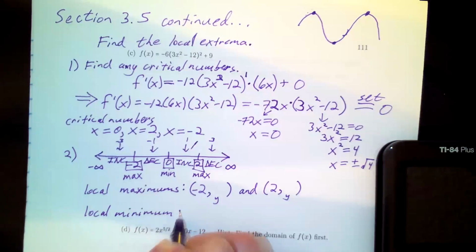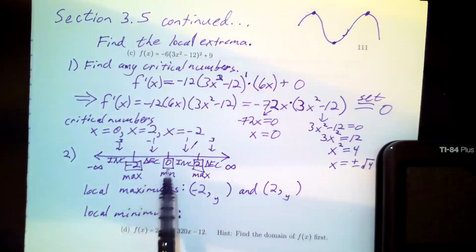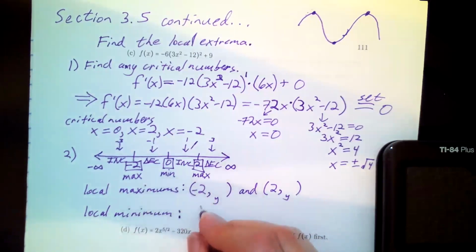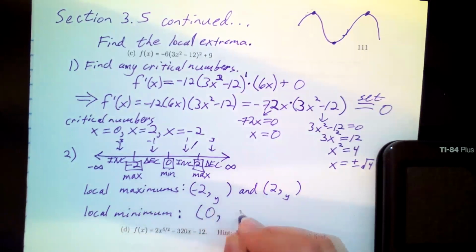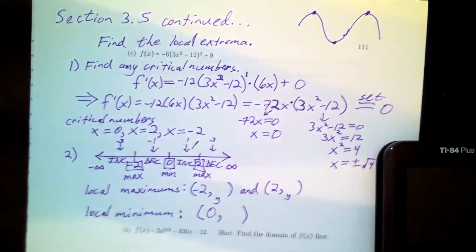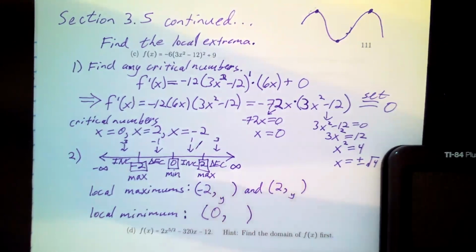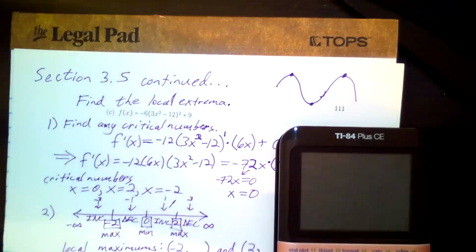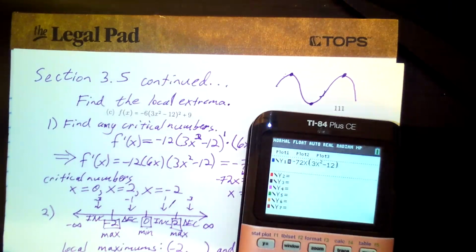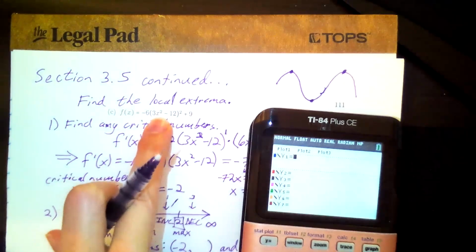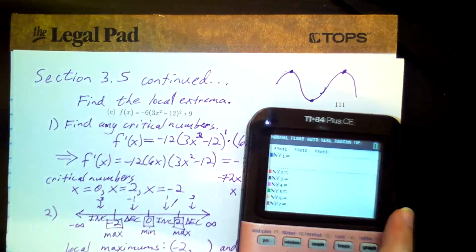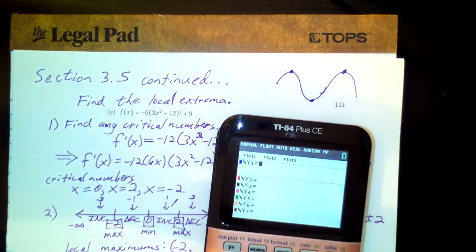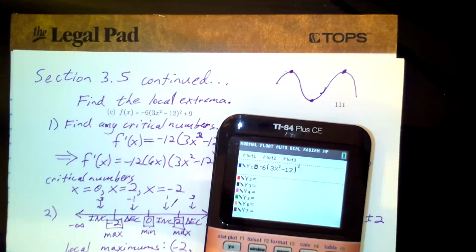So while I'm at it, let's go ahead and take care of my minimum so I can punch all of my y values out at once. I have a local minimum that will be at x equals 0. So I have a local minimum point at 0 comma something. So I'm going to find the y values for each of these 3 points. I'll have an actual point value here. So I'm going to come back to my y equals, and I'm going to put in my original function now. -6 3x squared minus 12 squared plus 9.